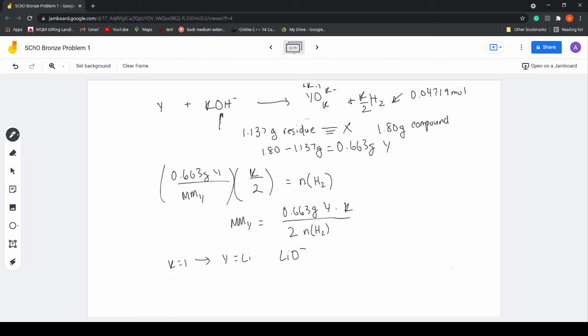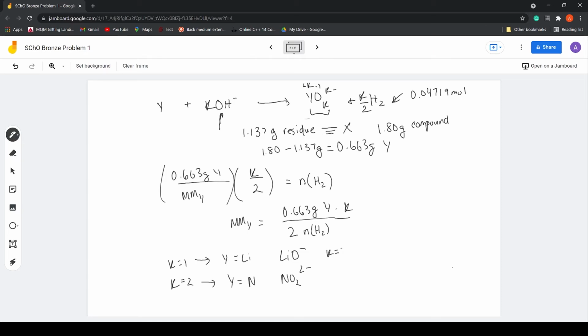Let's keep going. Let's say K equals 2. What does that mean? We have Y equals nitrogen. If Y was nitrogen, let's look at what's produced: NO2, because K is 2, 2 minus. Again, this is not really stable. If we had NO2 minus, if we had nitrite, then maybe it would be way more reasonable. But NO2 2 minus doesn't make sense at all. So we're going to eliminate K equals 2 as well, and let's keep going.